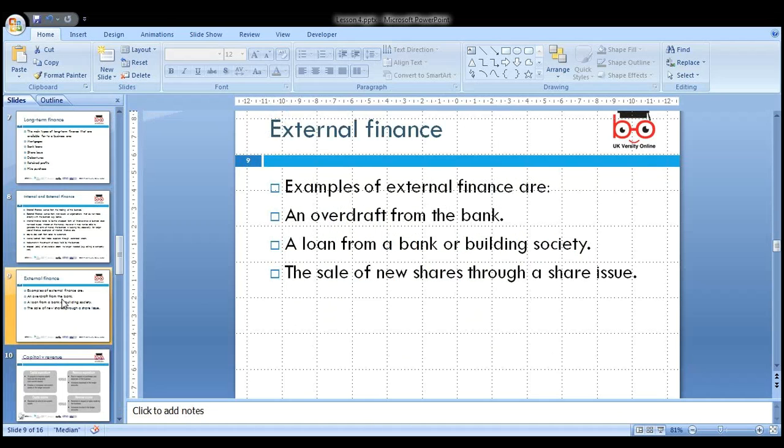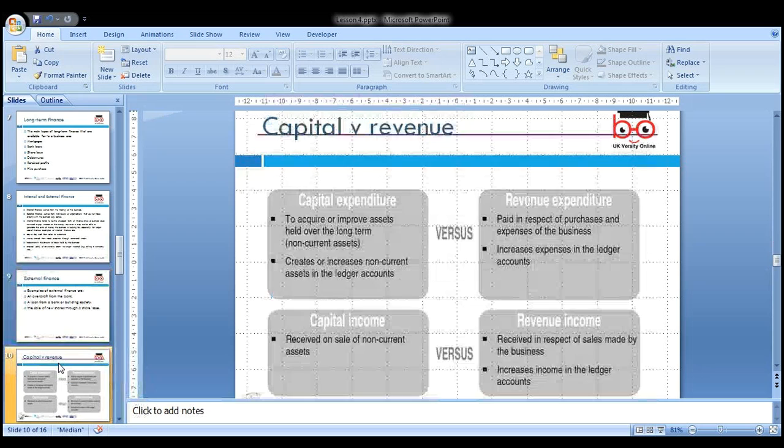Examples of external finance are an overdraft drawn from the bank, a loan from the bank, and issuing shares. So these are the external sources of finance. Anybody any question?